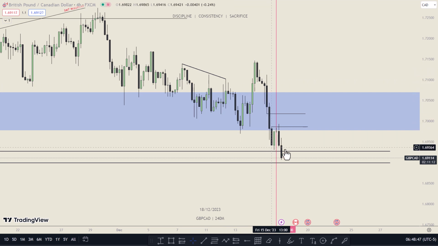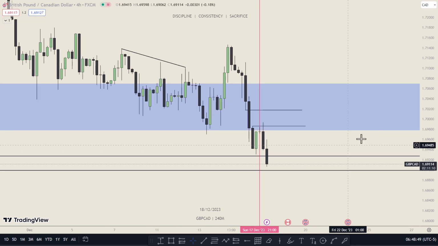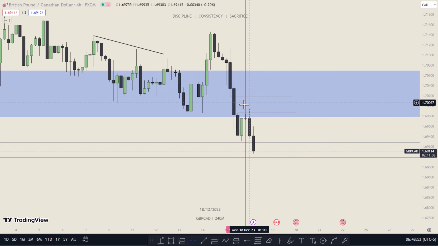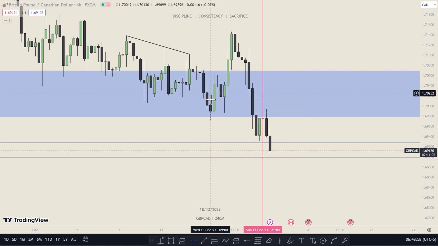We have an expansion, and I told you to wait for price to come back to this area right here, this 4-hour fair value gap. It is aligned with a breaker block right here, right? We have an inversion weekly fair value gap, right? So we have a lot of confluences for price to reject from, and we have a strong draw on liquidity.